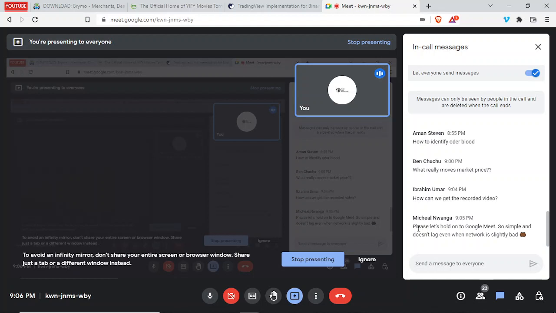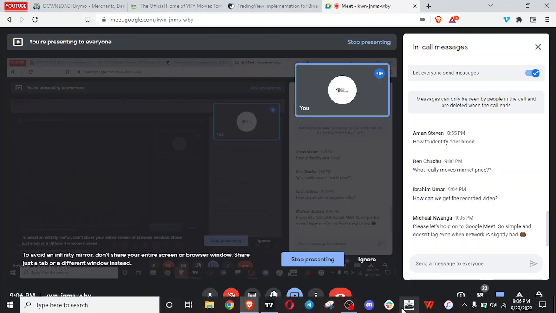Okay, then someone said let's hold on to Google Meet. So simple, doesn't lag even when network is slightly bad. Yeah, that's what I use for my students. I don't think I'm going to stop using Google Meet anytime from now. You will get the recorded video inside the group. I'll drop it in the group.